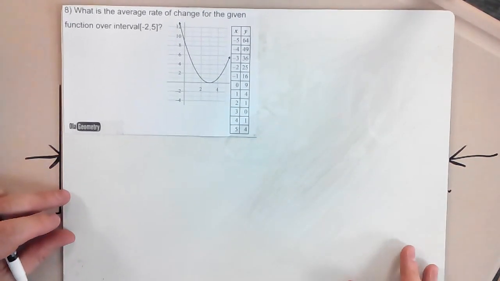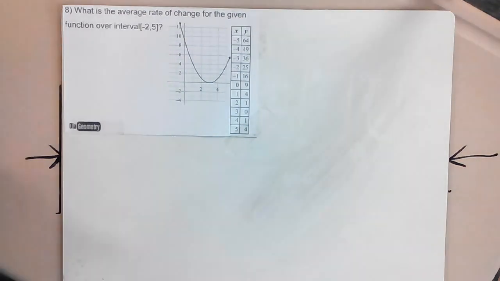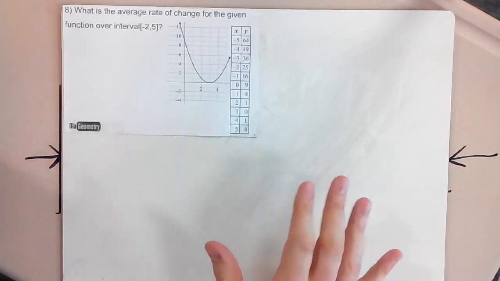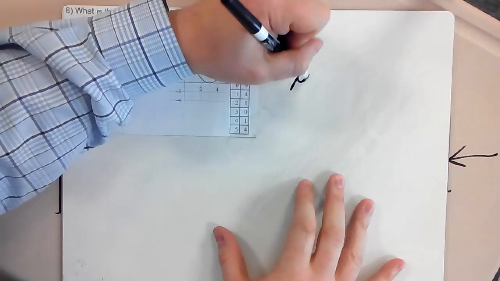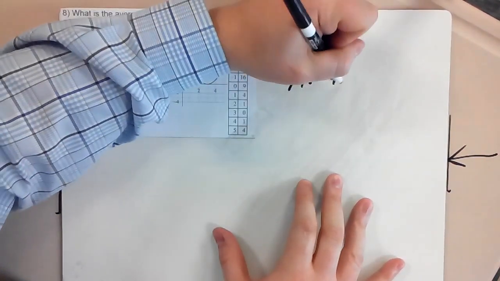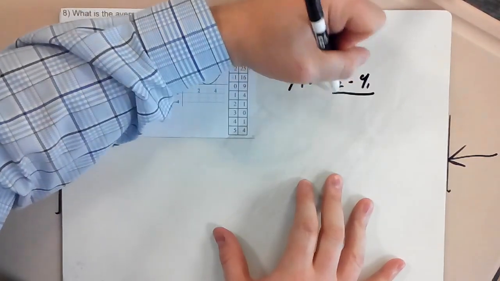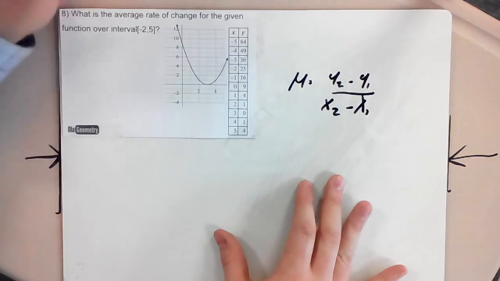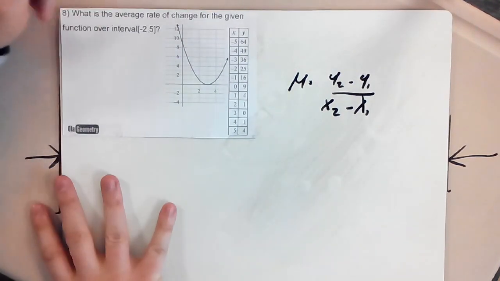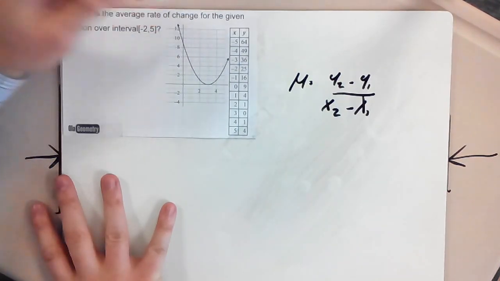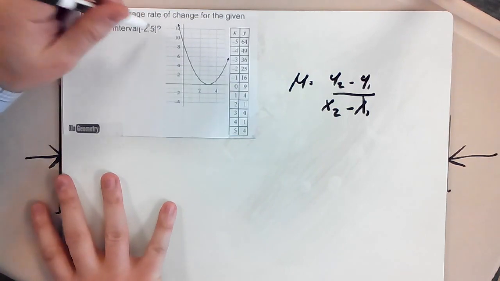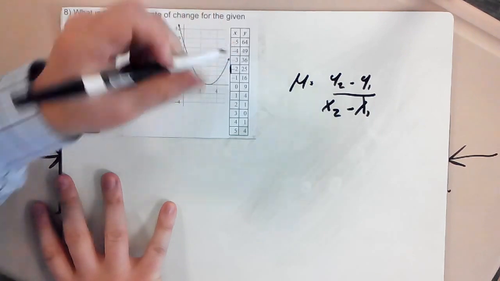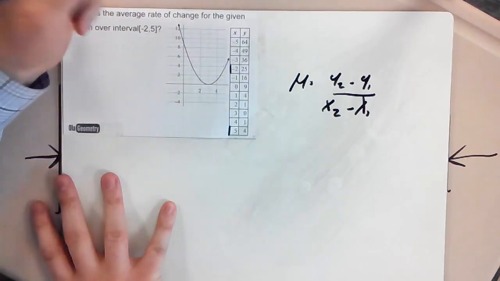Okay, so this one's talking about rate of change. The formula for rate of change you might know is the same formula for slope, which is y2 minus y1 over x2 minus x1. We're using that formula again. Now here it says, what is the average rate of change for the given function over the interval of -2, 5. So -2 is right here, and then 5 is right there.